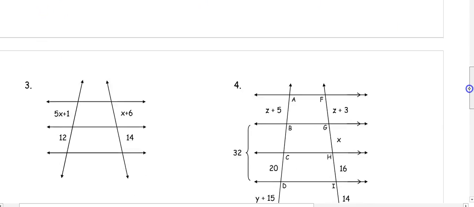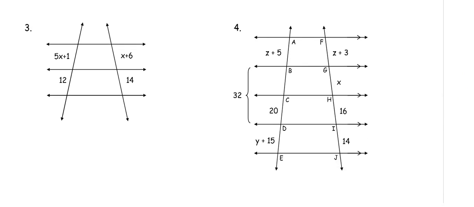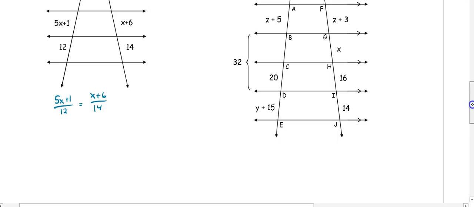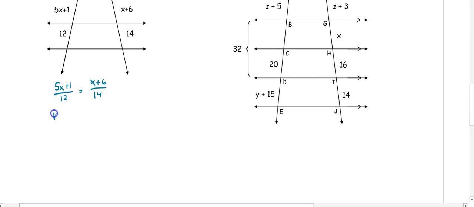So let's look at a couple examples. Number 3, we have 4 sections here, so each section that's on the same side of the transversal is going to be in a ratio together. So we have 5x plus 1 over 12 is equal to x plus 6 over 14.